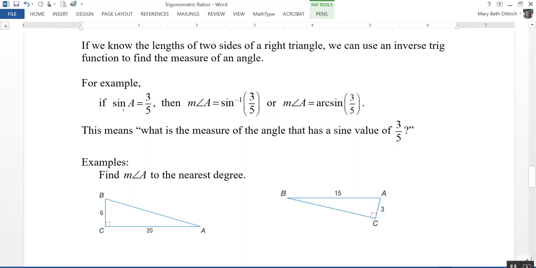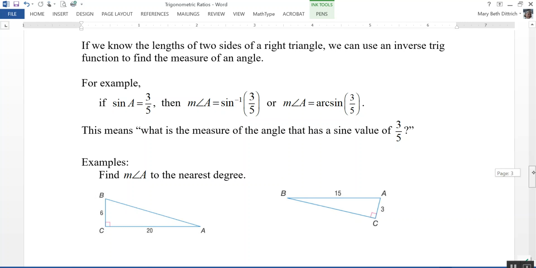So if I say that the sine of angle A is 3/5, then I can say that the measure of angle A is equal to the inverse sine of 3/5. This is not read sine to the -1 power. That's the inverse notation. So the measure of angle A is equal to the inverse sine of 3/5, or sometimes we use arcsine language. The measure of angle A is equal to the arcsine of 3/5. This means, what is the measure of the angle that has a sine value of 3/5?